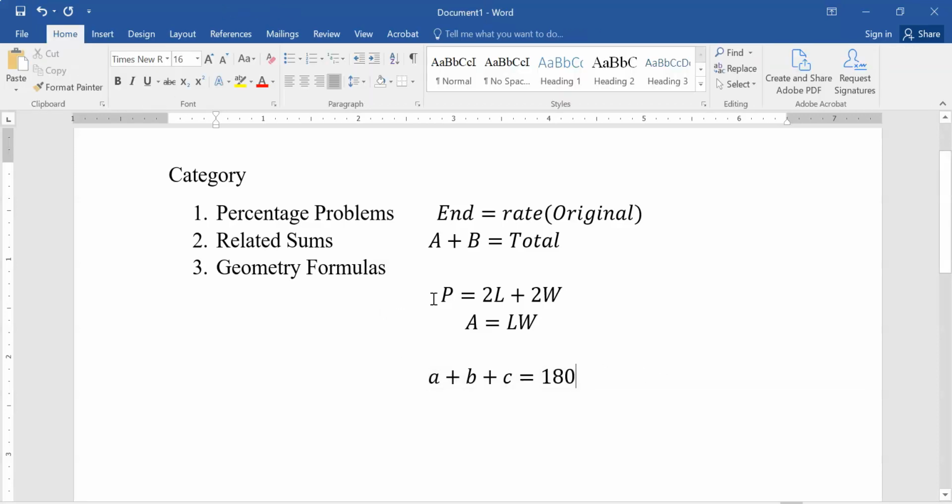Now, by the way, this looks very similar to a related sums type problem. We just have a perimeter, which is 2L plus 2W, and angles of a triangle adding up to 180. Notice this looks very similar to the consecutive integers problem. Area is a little bit different, but we're just going to use area as solving things. So it's mostly perimeter of a rectangle and angles of a triangle type problems.